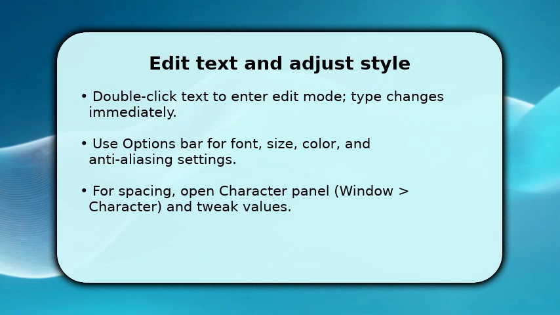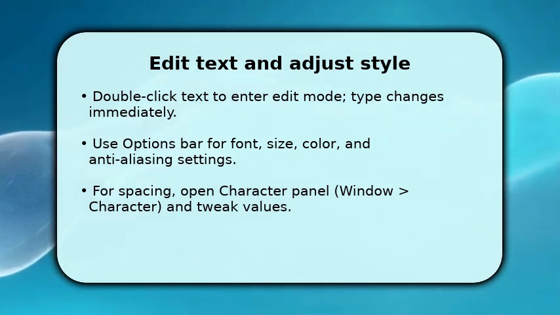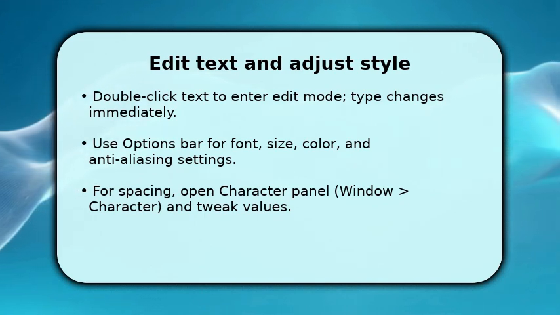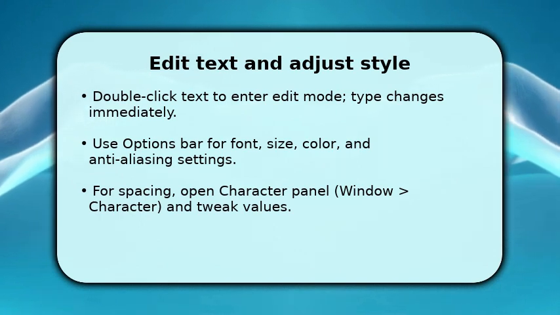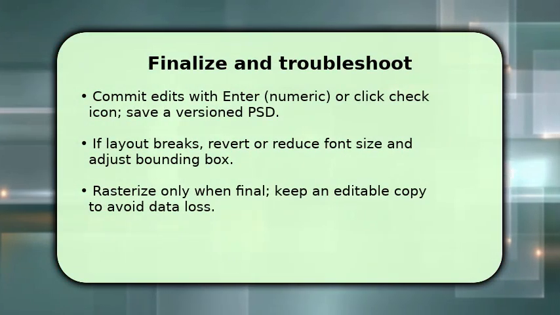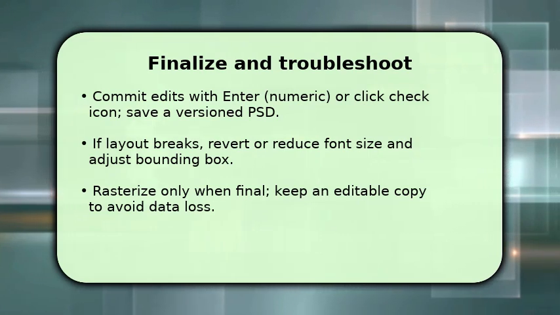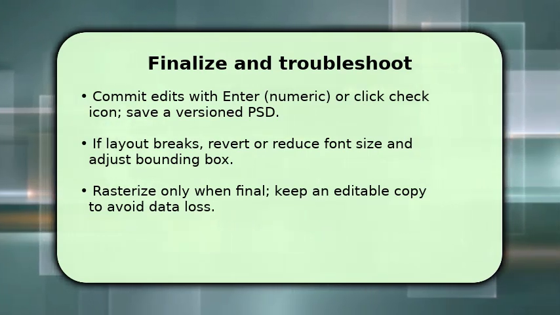For precise control, open the character panel to tweak kerning, tracking, and leading. That's why we prefer adjusting here versus brute forcing with scale. Make sure text remains on the correct layer, and finish by committing edits using Enter on the numeric keypad or clicking the check icon. Then save a new PSD version so you can revert if needed.